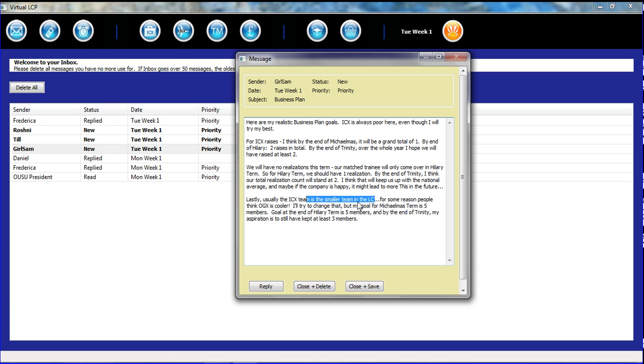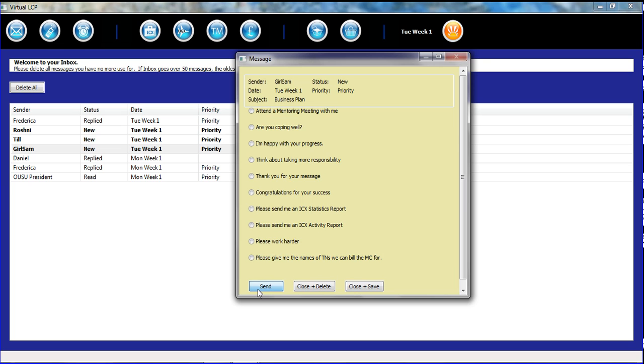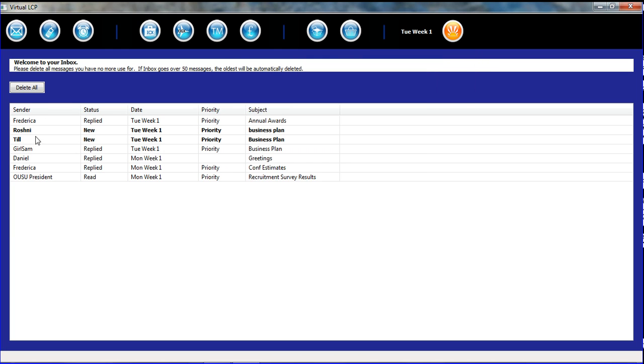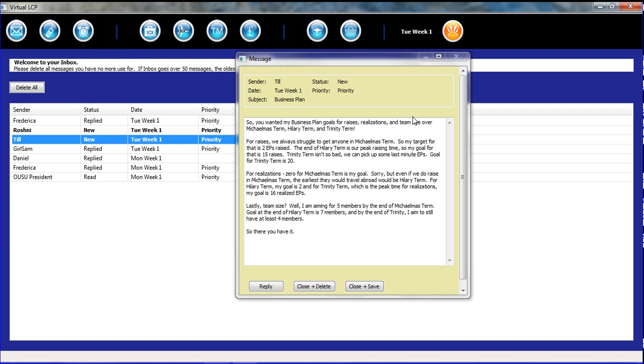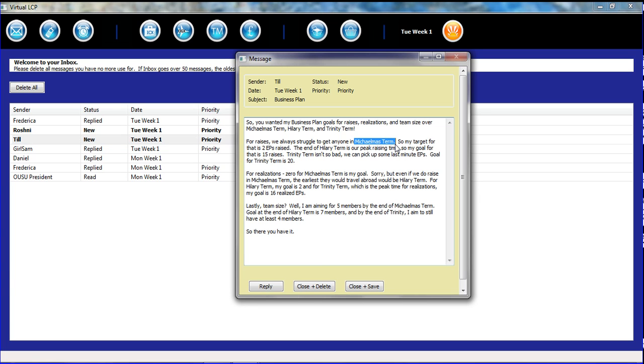Raises, we struggle to get, most of our raises don't come in Michaelmas term. So he's hoping for just 2 in Michaelmas, 15 in Hilary, and 20 by the end of Trinity. 20 raises, that would be pretty good if you looked at how the charts were. Let's hope we can manage that. That will be a lot of income as well. 16 realised CPs.